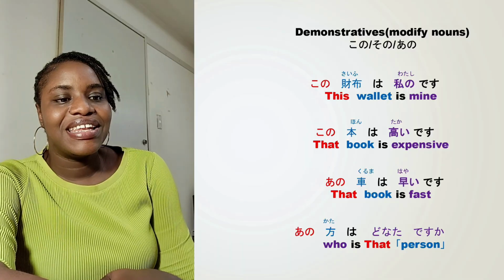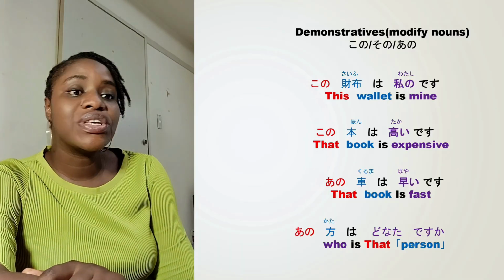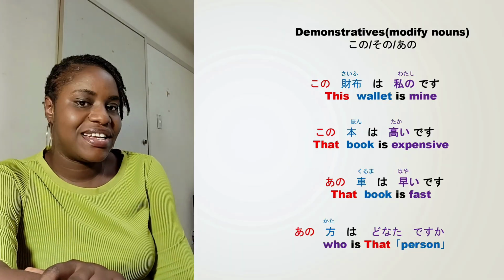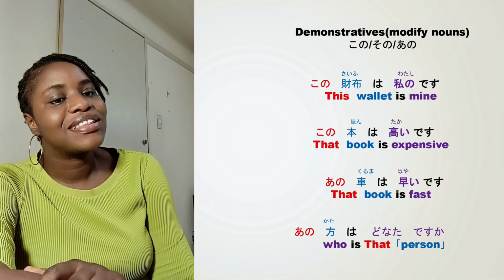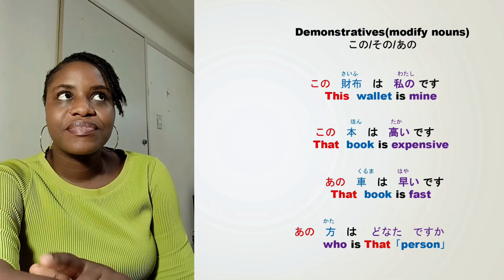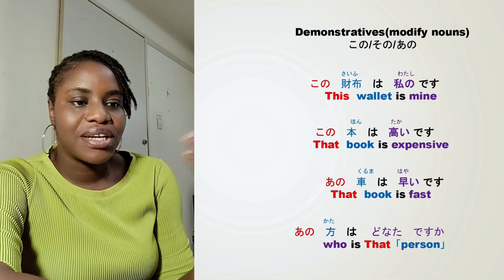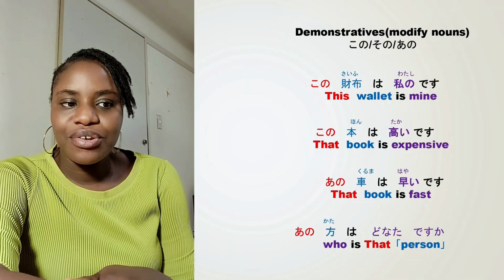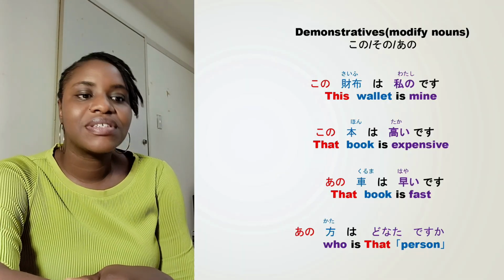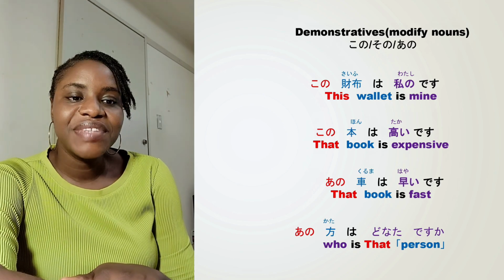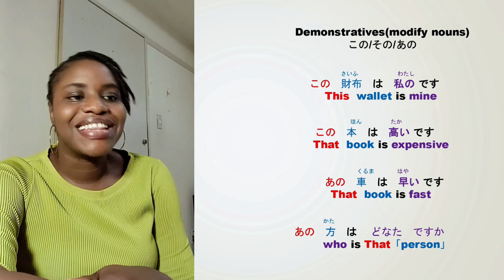Then the next one, I want to ask who that person is. It will be あの方はどんな方ですか? If it's casual, I'm talking to somebody close to me, I can say あの人は誰ですか? Who is that person? But if you want to be polite, it's anokata wa donnakata desu ka?